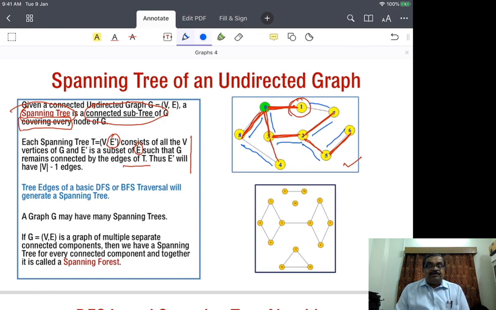If we do a DFS traversal, which we shall see later on, the tree edges of any DFS traversal will also give us a spanning tree of the graph.